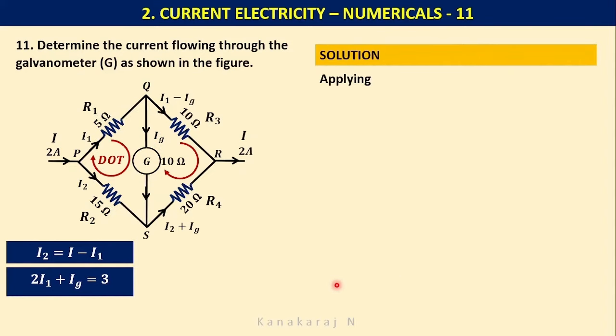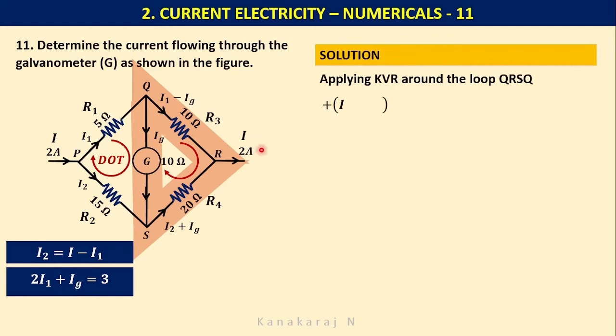Now let us apply KVR around the loop QRSQ. Now I1 minus Ig is in the direction of traversal. So I1 minus Ig is positive, plus I1 minus Ig into R3. Next, this I2 plus Ig is in the direction opposite to the direction of traversal. So I2 plus Ig into R4 is negative.